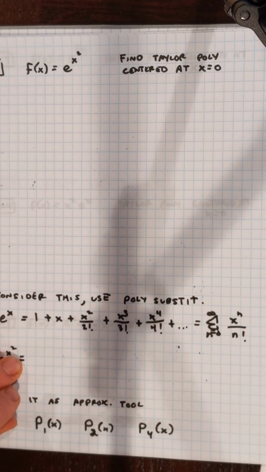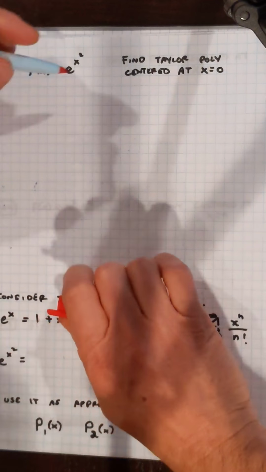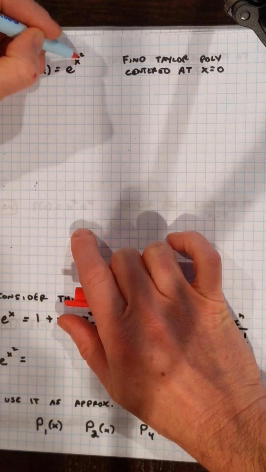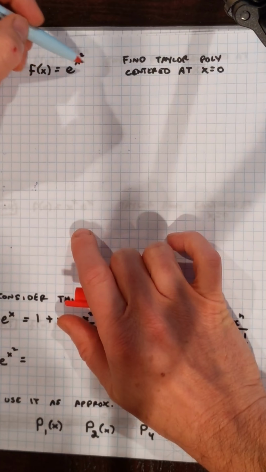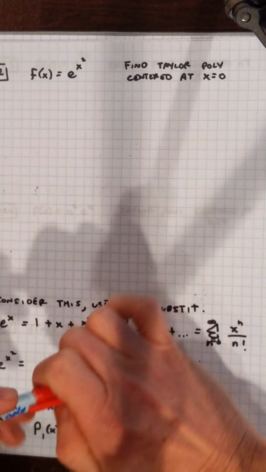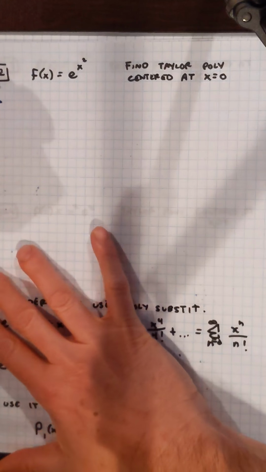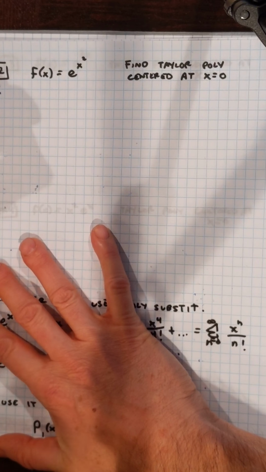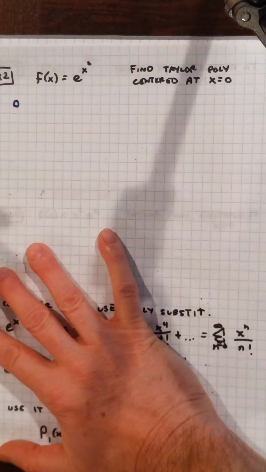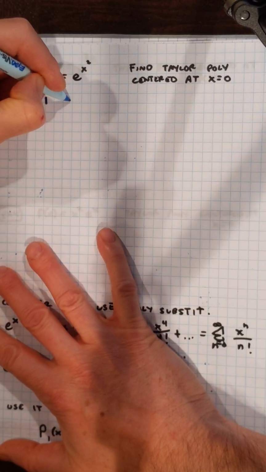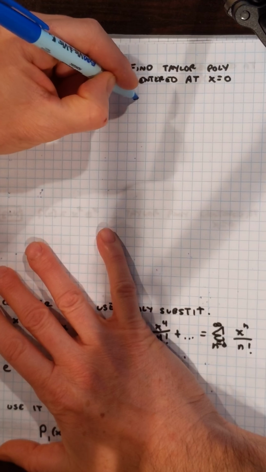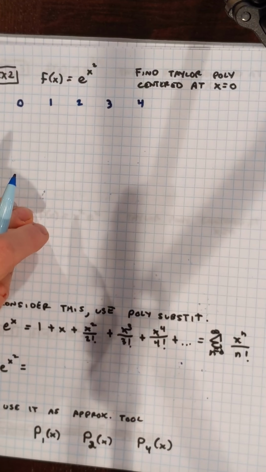Now I'm going to write this function, e to the x squared, which is not a polynomial. There's part of it that's a polynomial, but I'll come up with that later. But right now, I'm going to write the Taylor polynomial centered at 0. So I'm going to follow the same steps. First thing is, I'm going to write my degrees: 0, 1, 2, 3, 4. I don't know if I'm going to get that far with this.